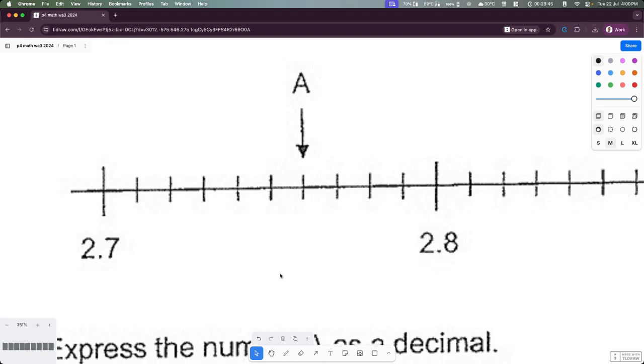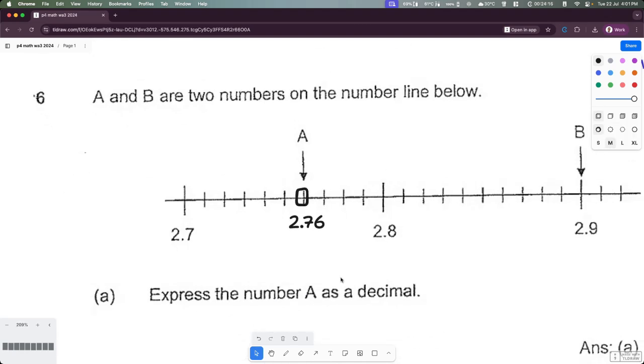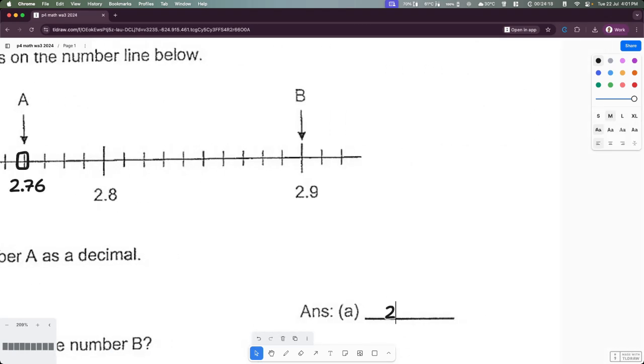So if we were to have the number at the first point, it should be 2.71. So this is the first number in this case. And then we move on. What will be the answer for A? If you count again, 2.71 is here, and then after you move 2.72, 3, 4, 5, and 6. So the answer for A should be 2.76. That is pretty straightforward. So 2.76 in this case.